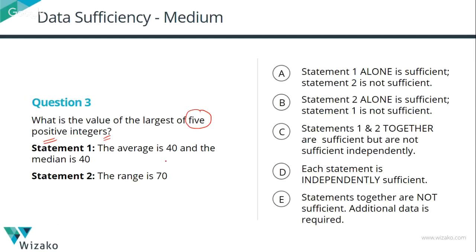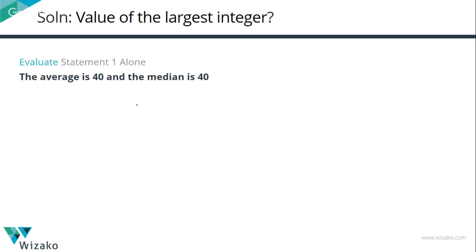Right? Start with statement 1. We need to find out a unique value for the largest one. If you come up with an answer which says the largest integer is 73, then the data is sufficient. 73 is an example. Right? So look at statement 1.